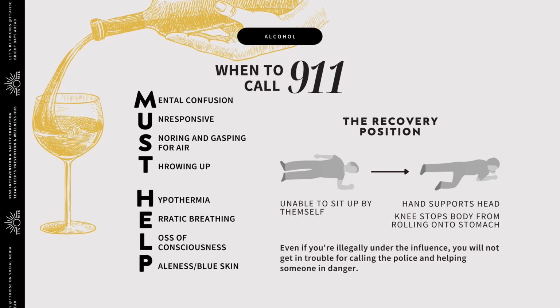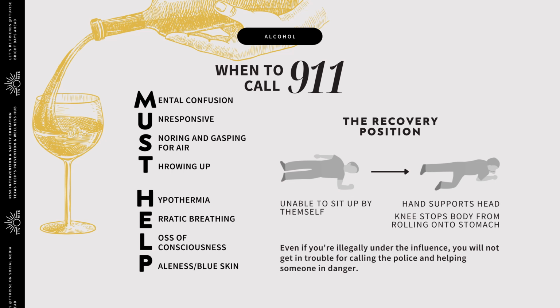services. While you're waiting for somebody to get emergency help, you can move them into a recovery position. This is for when they're unable to sit up by themselves. You support them while they're lying on their side, with their leg crossed over their body, and the knee stops them from rolling onto their stomach. So they should be lying on their side here.